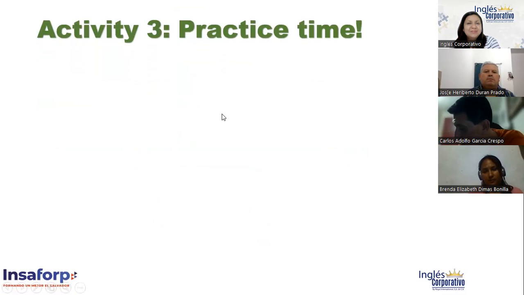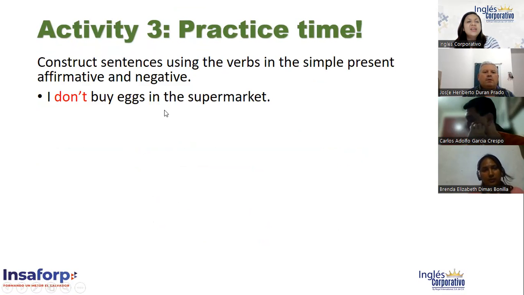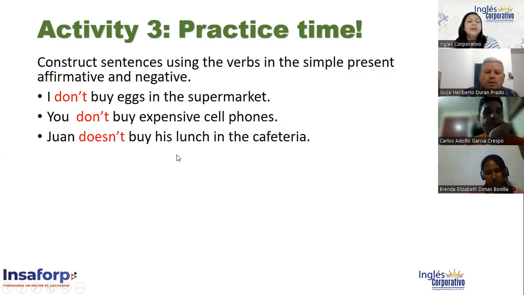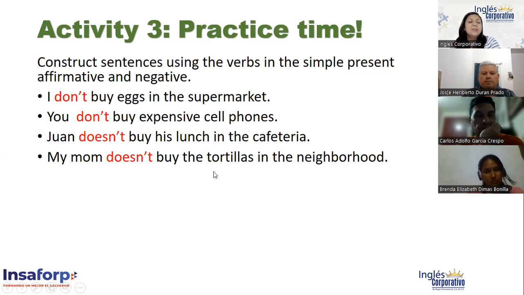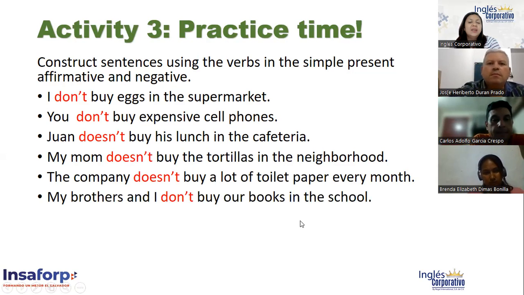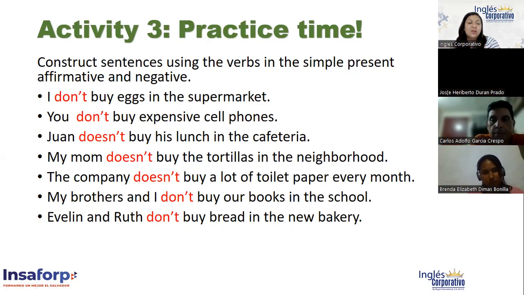Great. Practice time. Construct sentences using the verbs in the simple present, affirmative, negative. This is an example. I don't buy eggs in the supermarket. You don't buy expensive cell phones. Juan doesn't buy his lunch in the cafeteria. My mom doesn't buy the tortillas in the neighborhood. She makes the tortillas. The company doesn't buy a lot of toilet paper every month. My brother and I don't buy our books in the school. Evelyn and Ruth don't buy bread in the new bakery.